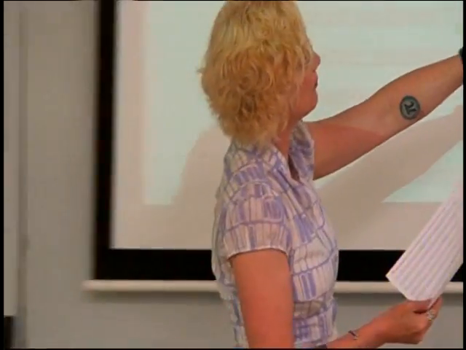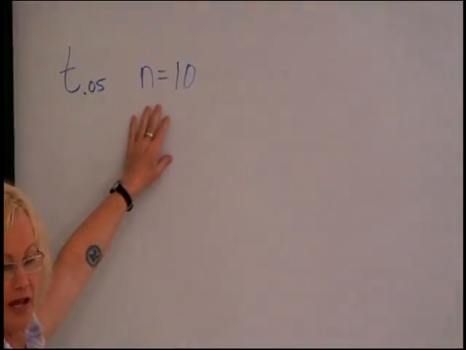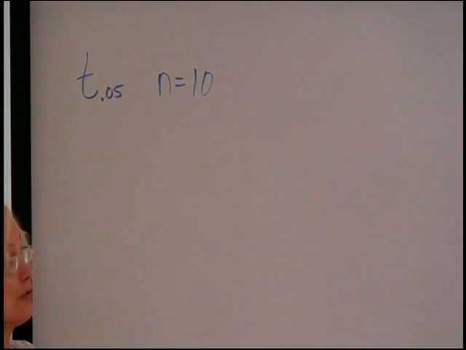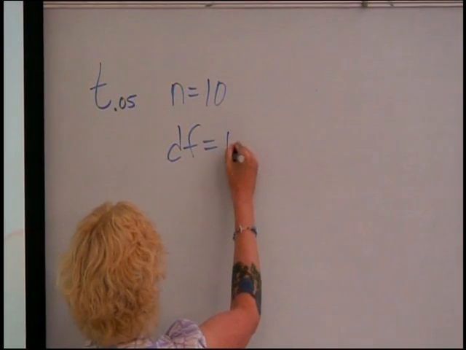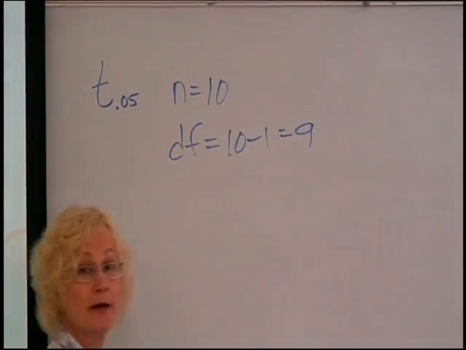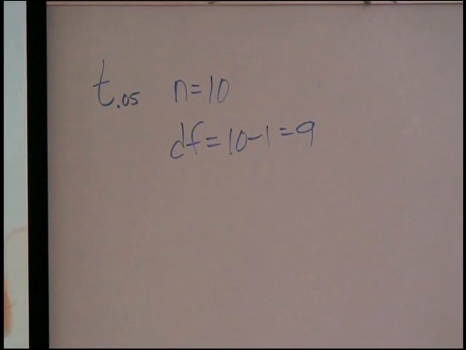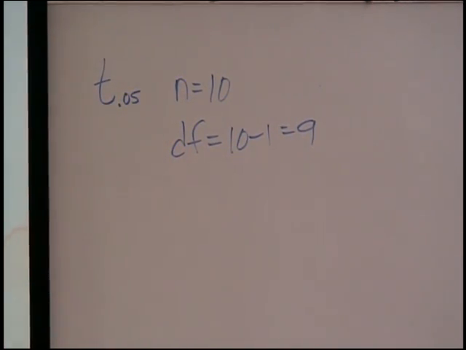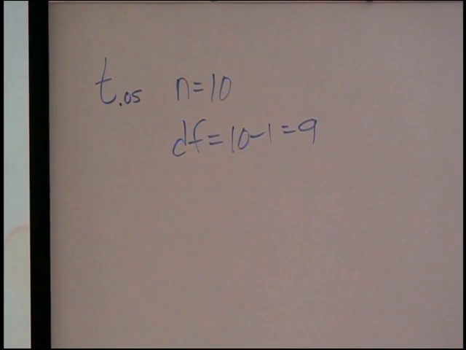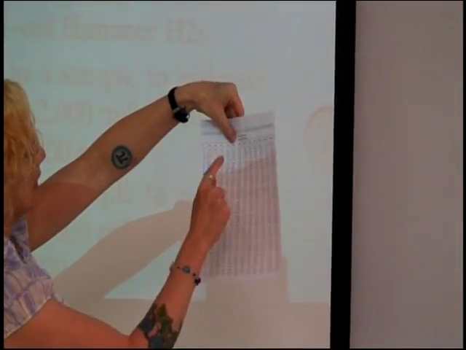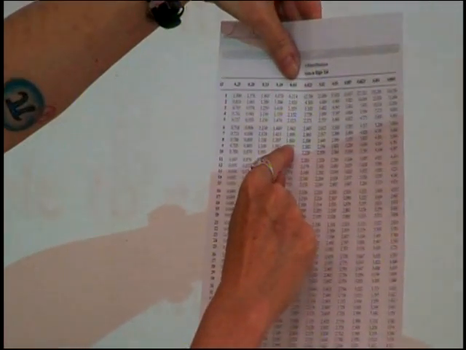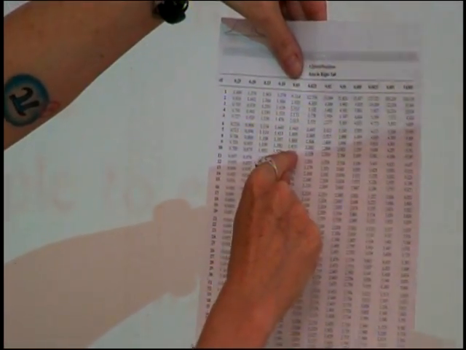Okay, so to find T of 0.05 with a sample size of 10, you need to find your degrees of freedom. Degrees of freedom is sample size minus 1, so here it's 9. Go across the top column till you get to 0.05, the 5th column. Then go down to degrees of freedom of 9, and what do you get? 1.833.